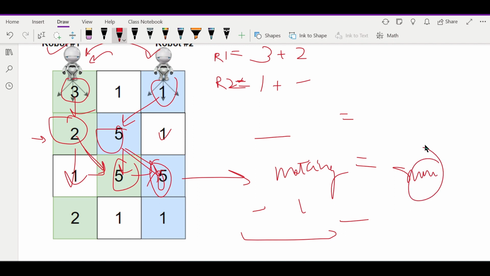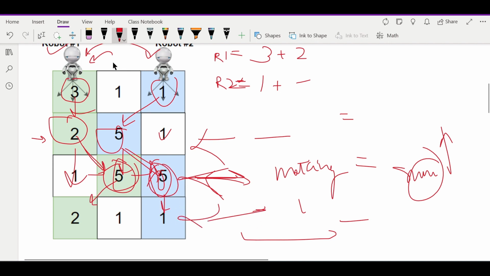Total cherries, let's say the sum, is again maximum on this row. It was already maximum for this row. Again they made a move simultaneously and they made the maximum cherries on this row also. Then robot 1 moved here and robot 2 moved here, again making the maximum at the last row. So they are making the moves so as to maximize the total number of collected cherries at every step.